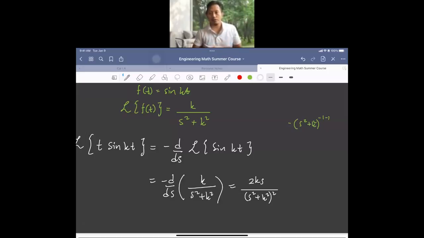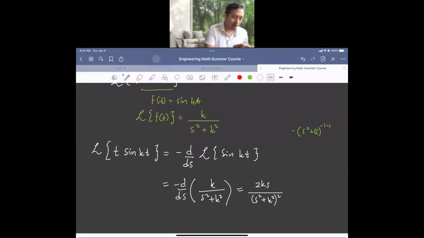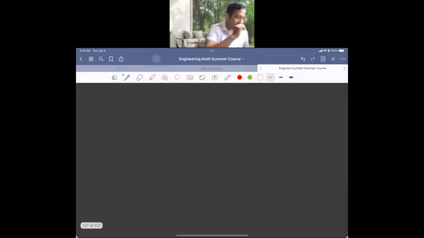But now we have options to find the Laplace transformation. We can use the translations like we did before, or we can use this derivatives theorem. The result is the same. Okay, let me just show you.